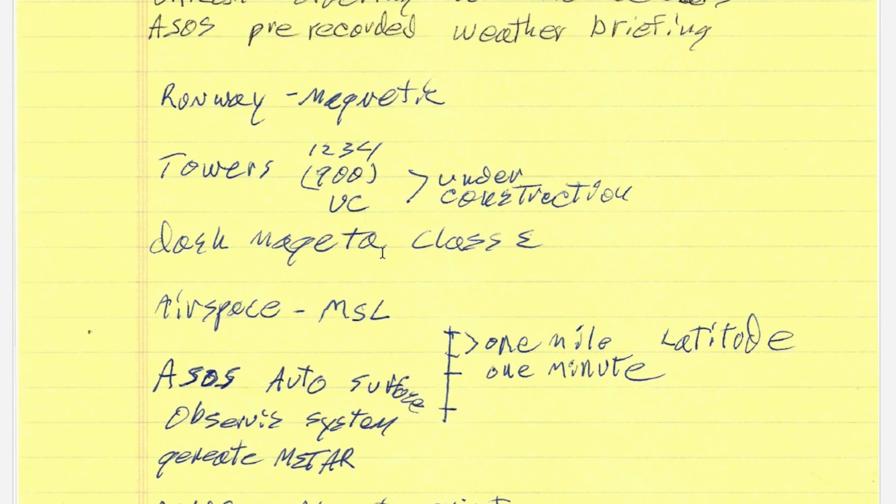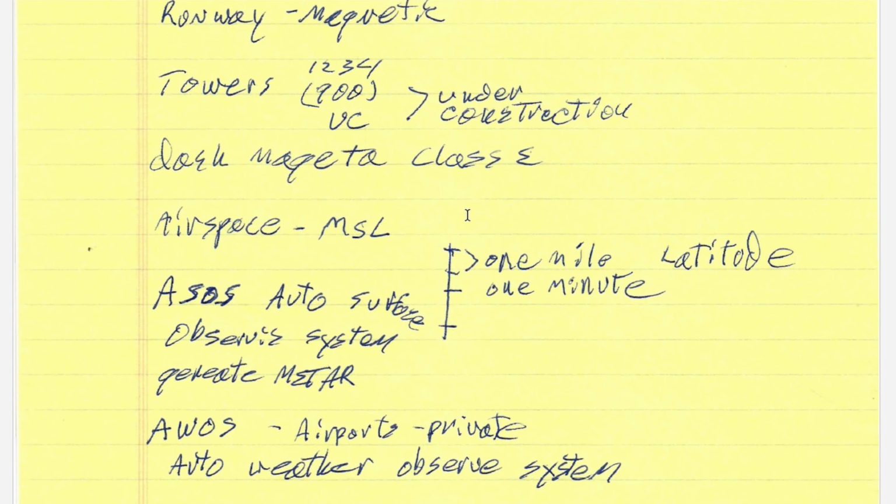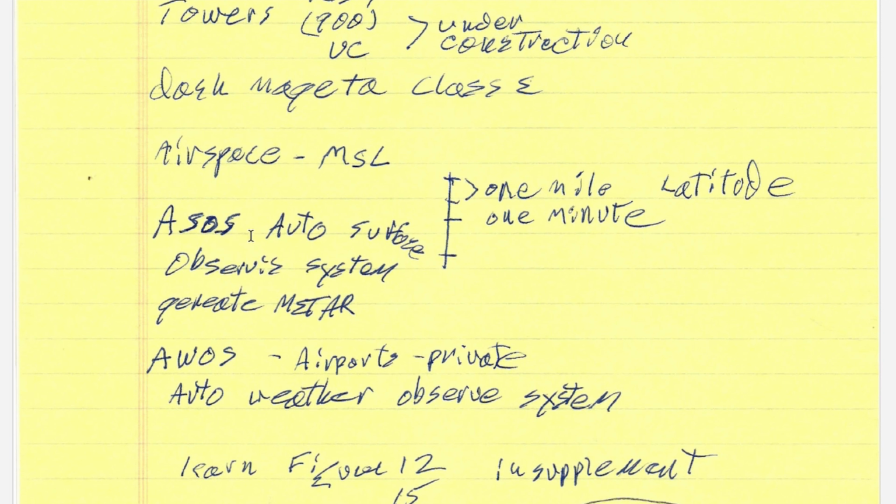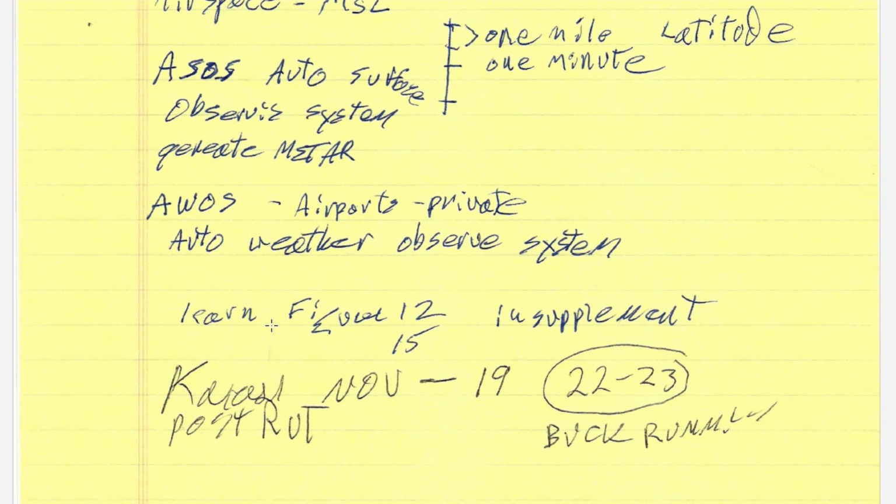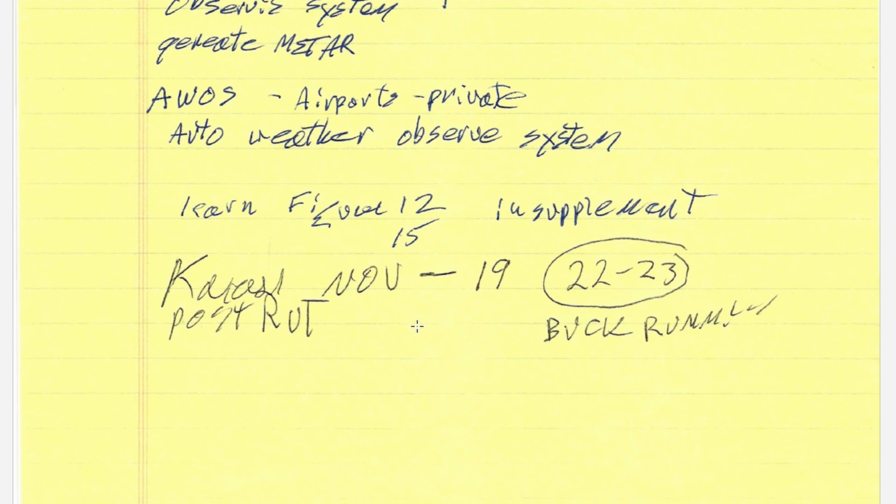Dashed magenta is Class E airspace. Airspace is measured in MSL. The ASOS is your Automated Surface Observing System, and that's what generates METARs. Okay, latitude. You can use this to measure a mile. You can't use longitude, you can only use latitude, but that is 1 minute of latitude is 1 mile. So learn figure 12 in the supplement, figure 12 and 15.